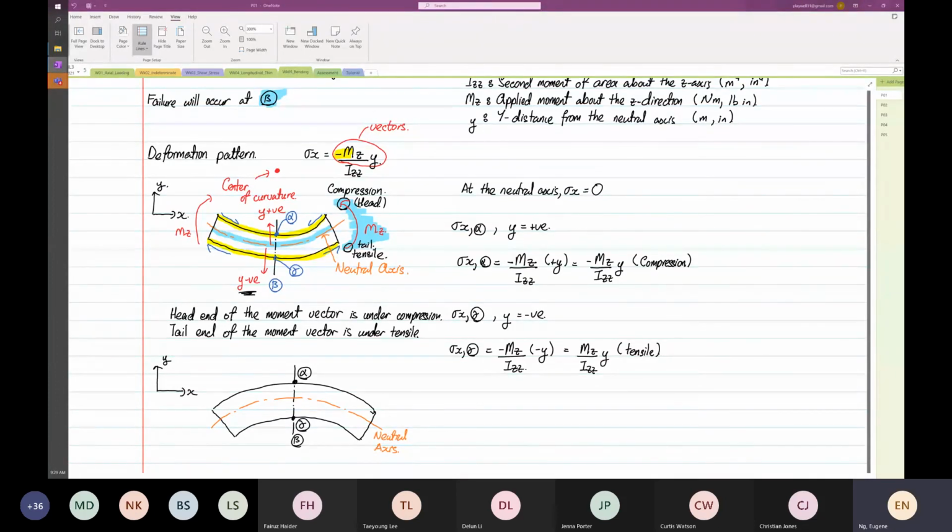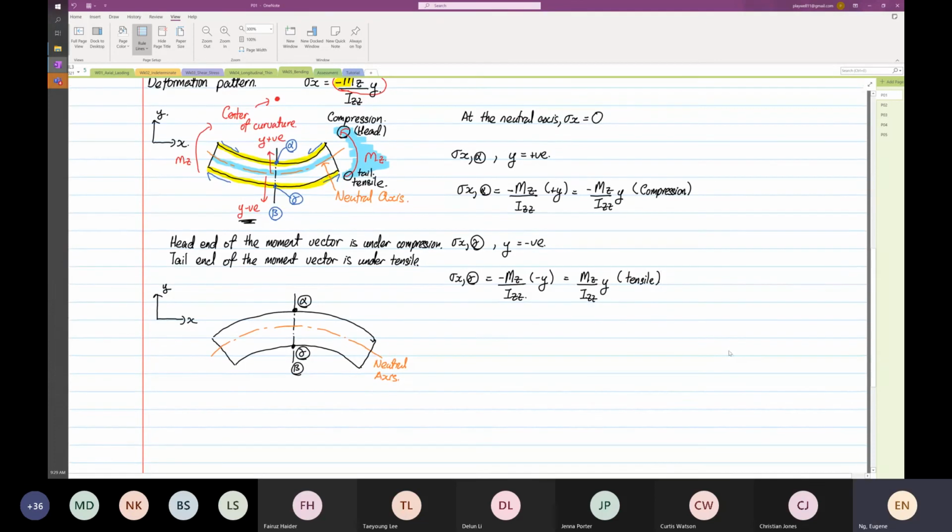So for this case, where is y positive? Anyone? Up or down? I want you all to compare.